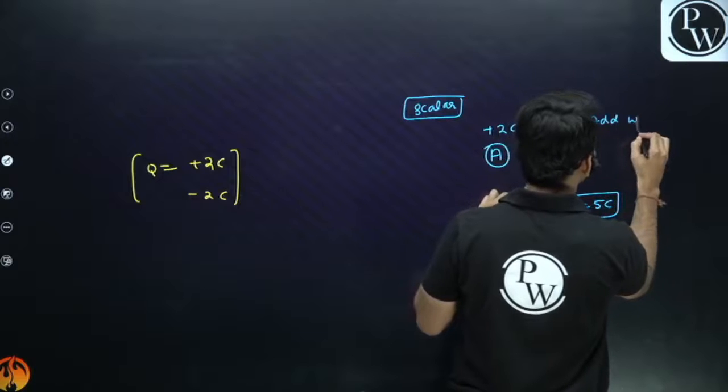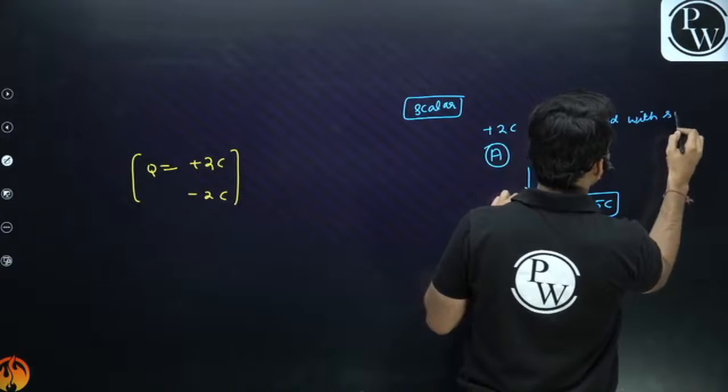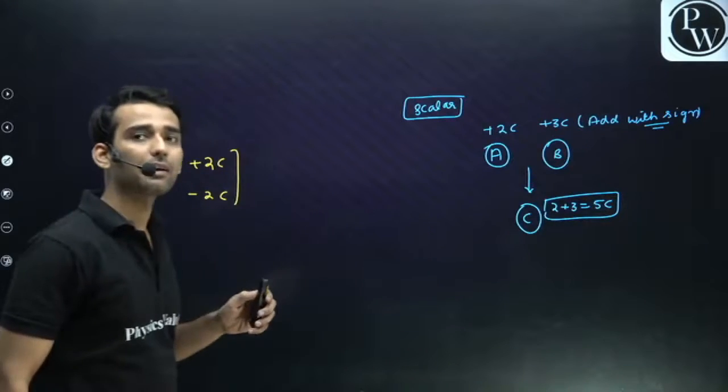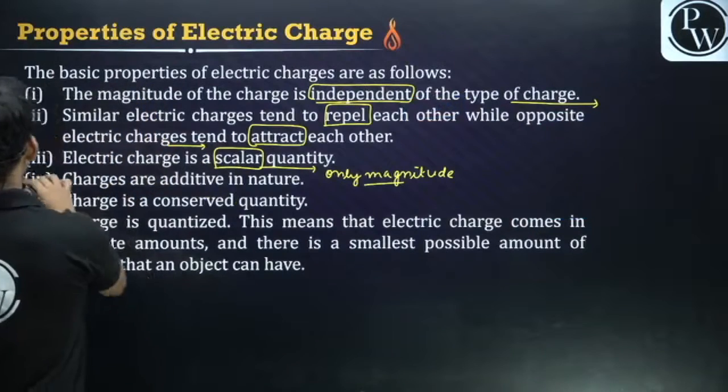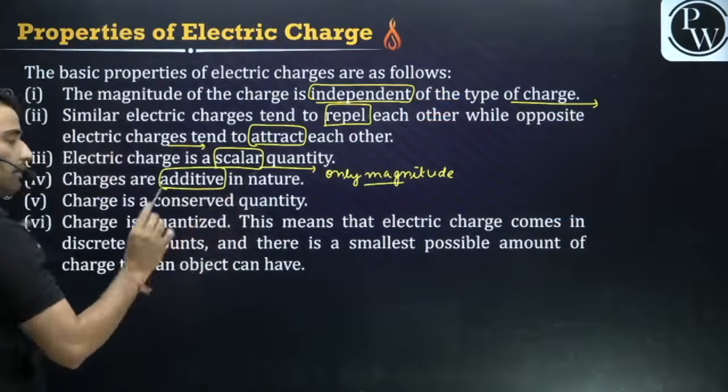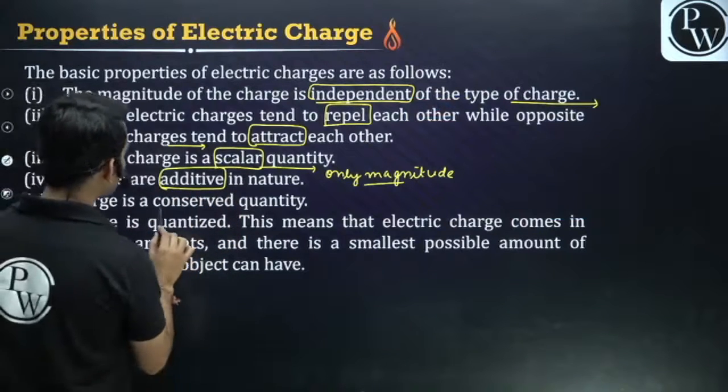It's a scalar quantity, right? It does not have any direction. It is just having some amount of magnitude. Okay, charges are additive in nature, as I have said. Just add the charges with sign, right? Next is charge is a conserved quantity.